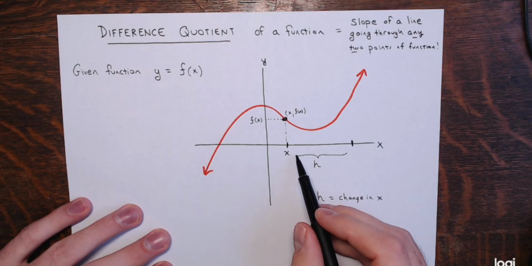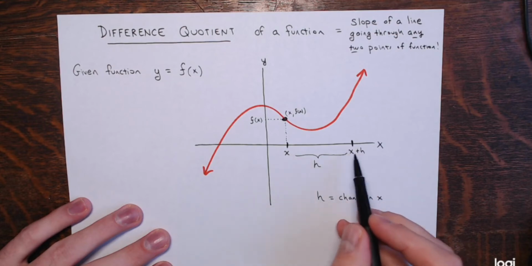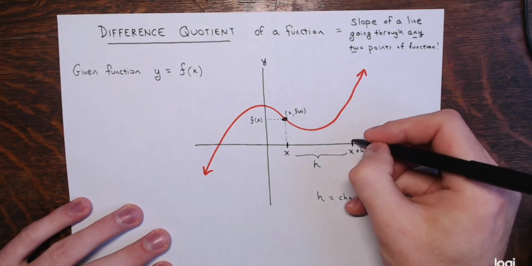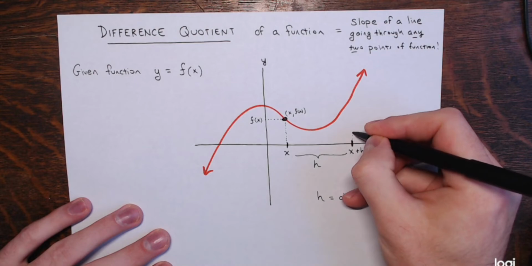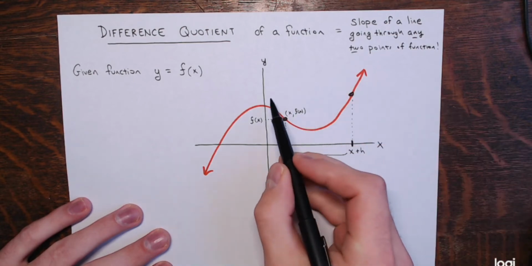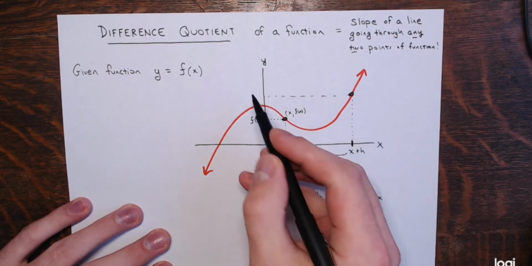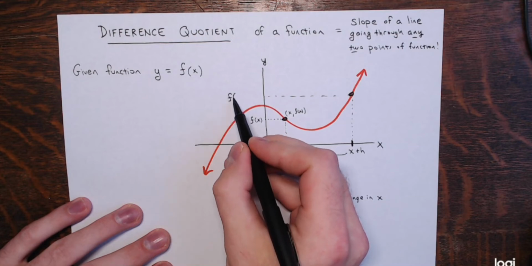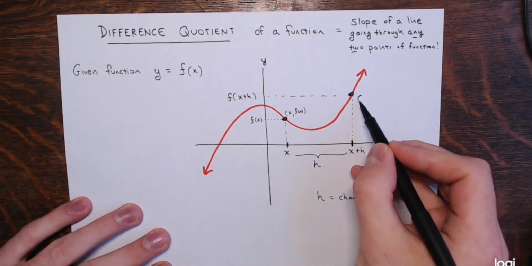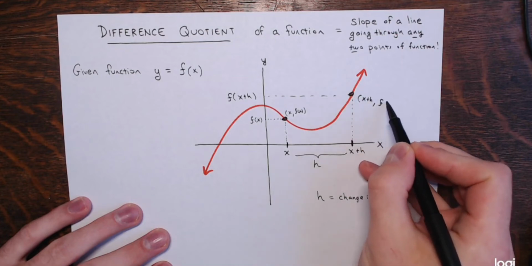So this other value over here we're calling x plus h then. It's the x that I started from plus the change in x. And that's another input. So it corresponds to some output from the range. And if the input's x plus h, the output would be called f of x plus h. And so here's this point, input x plus h, output f of x plus h.